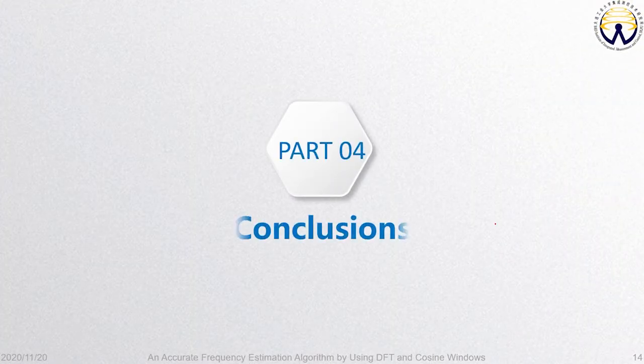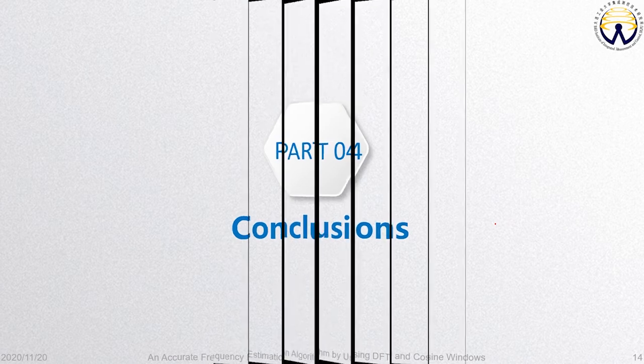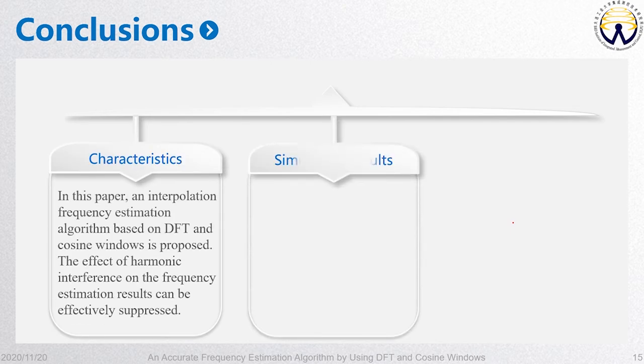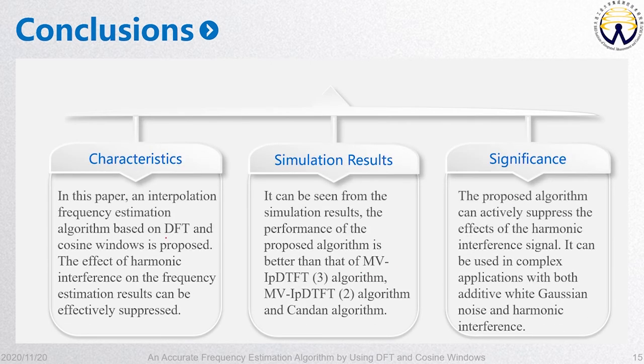The last part is the conclusion. In this paper, an interpolation frequency estimation algorithm based on DFT and cosine windows is proposed. It can be seen from the simulation results that the performance of the proposed algorithm is better than that of the MV-IPDTFT3 algorithm, the MV-IPDTFT2 algorithm, and the cosine algorithm.